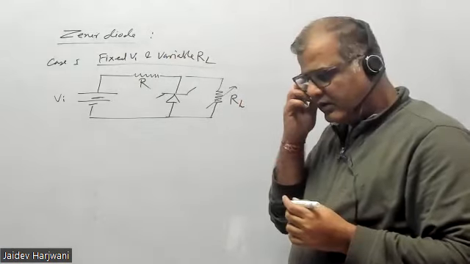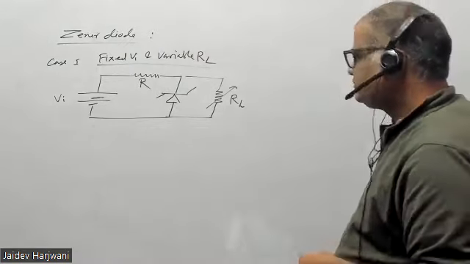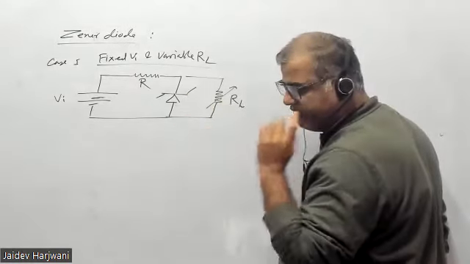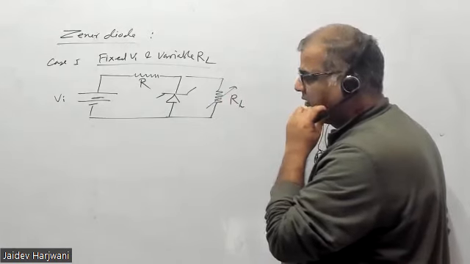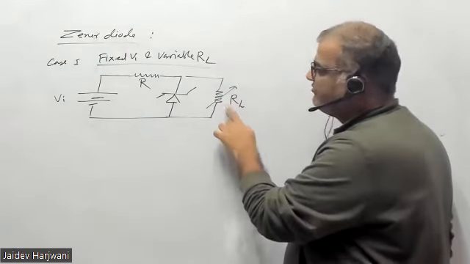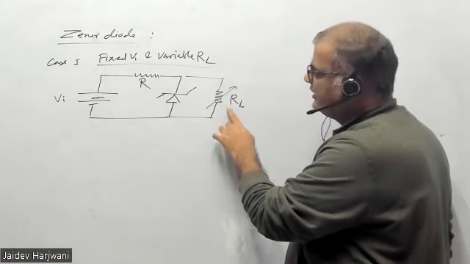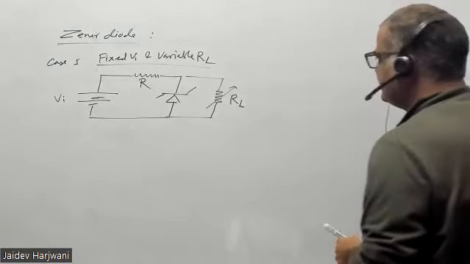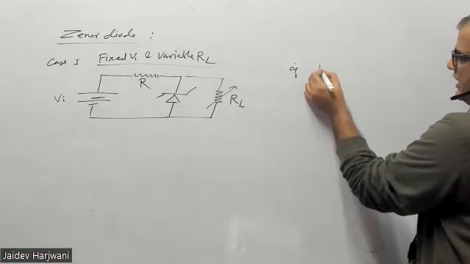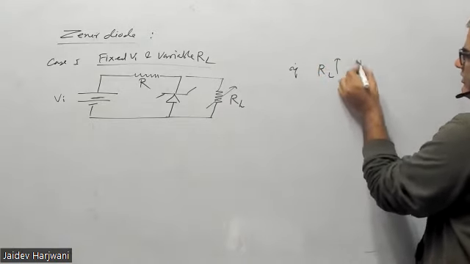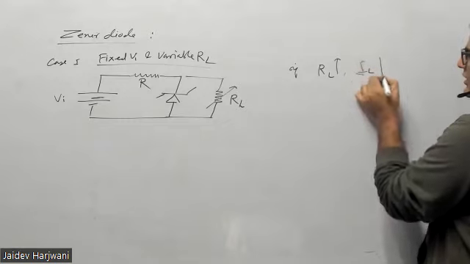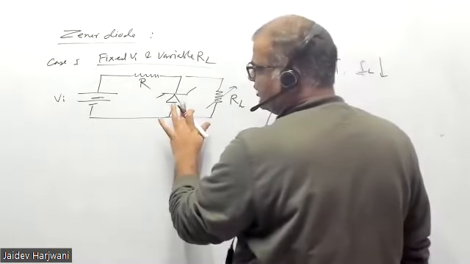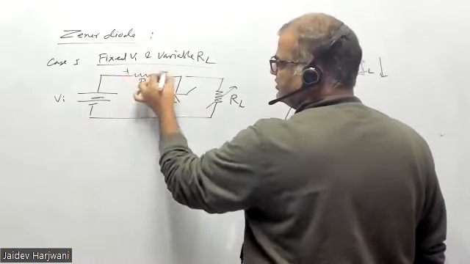Now here, this RL should have some value, minimum to maximum. Why? If you take the maximum value here, if you keep on increasing this RL, what will happen? Tell me. If you keep on increasing RL, the current across it will decrease, so IL will keep on decreasing. Correct. See, assuming the Zener diode is on, this voltage is fixed. VR is fixed.